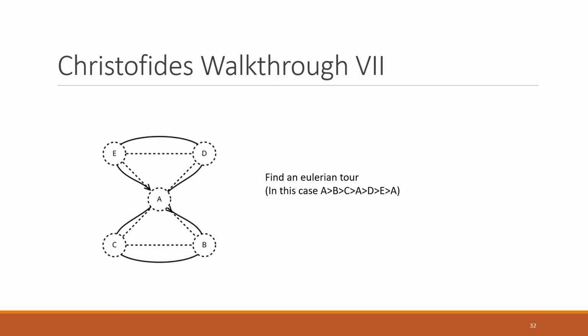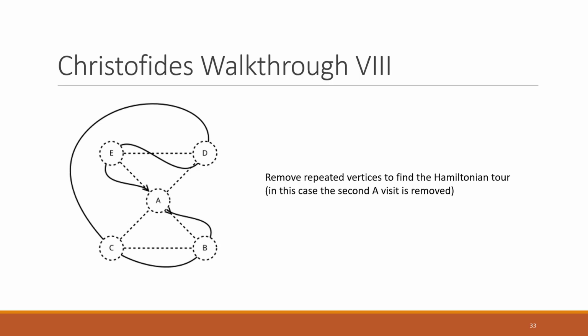Then we find an Eulerian tour. In this case, we start from A, go to B, C, A, D, E, A. And since we visit A more than once, we're going to cut out this A. So this is our final Hamiltonian tour that skips past A and ends up forming a Hamiltonian tour.